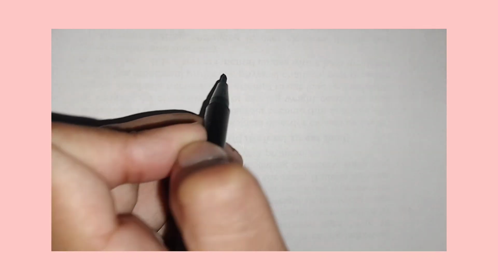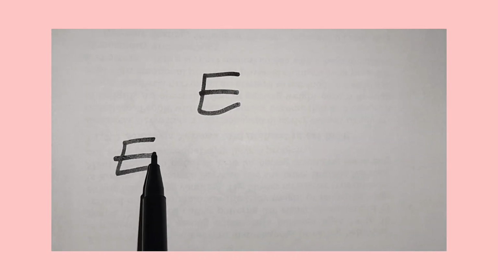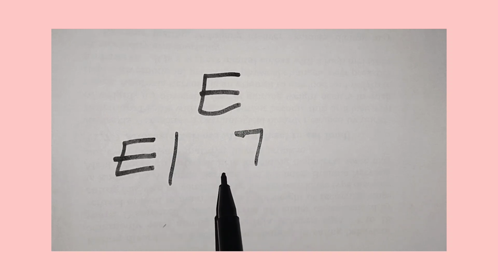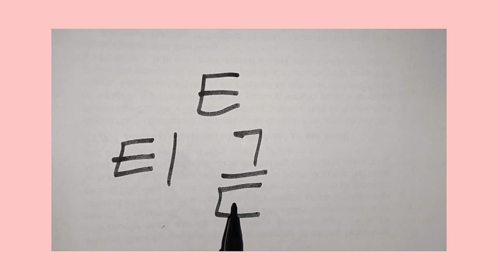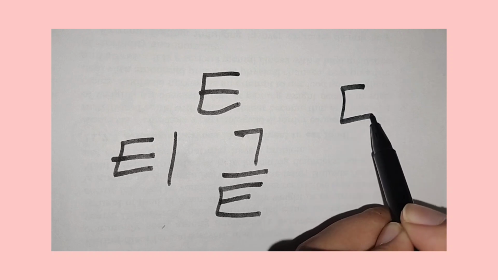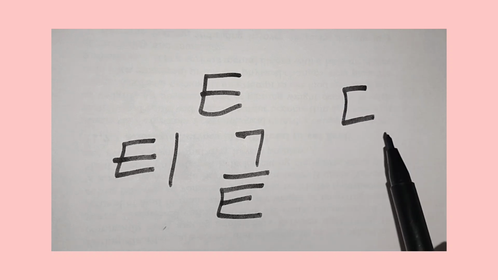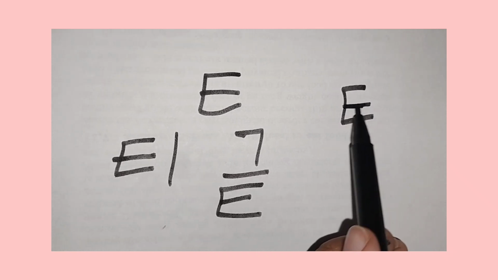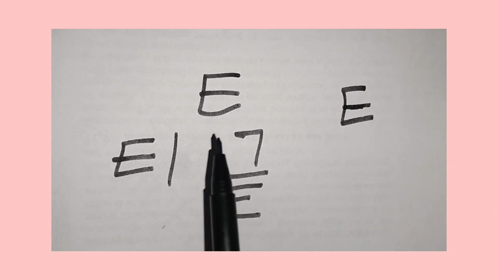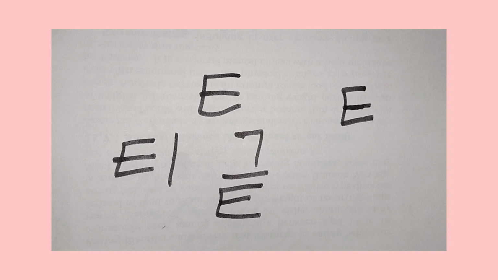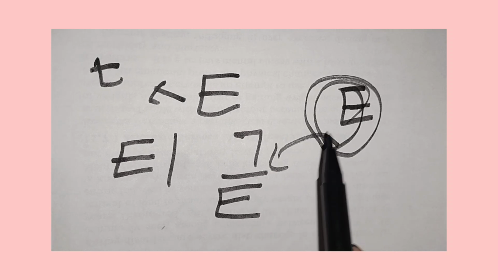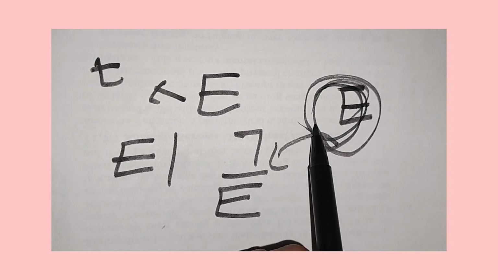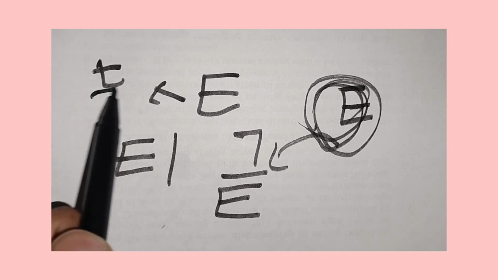So next one is ㄸ, and it has a T sound. Remember when we learned ㄷ, and it was a door. Now it has two doors. Now two doors for T. It sounds T.